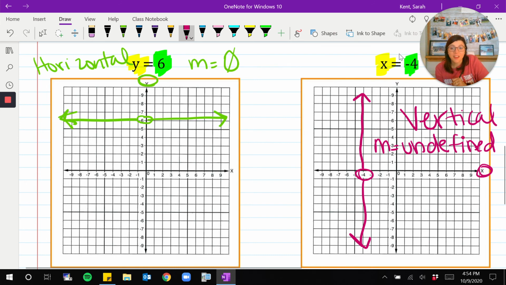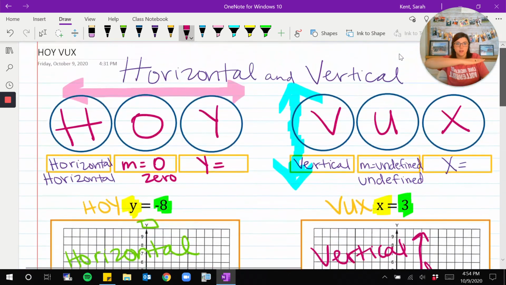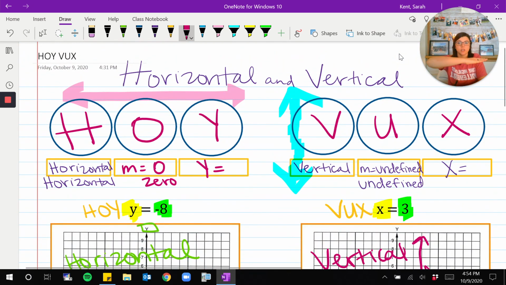So, anytime you have horizontal going side to side, it is always a 0 slope every time. And it will always start with y equals. That's what we have up here. Horizontal, 0 slope, y equals. We have a vertical line going up and down. The slope is undefined, and it's x equals every single time. So you're going to use HOYVUX now to help you answer some questions looking at horizontal lines and vertical lines.